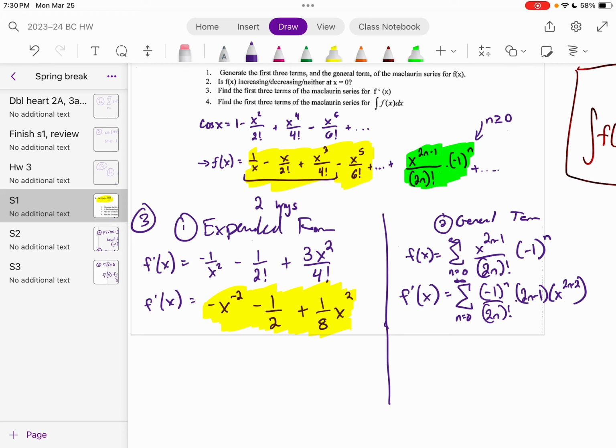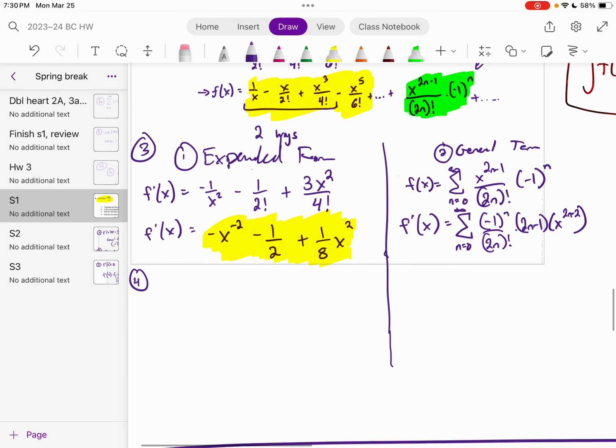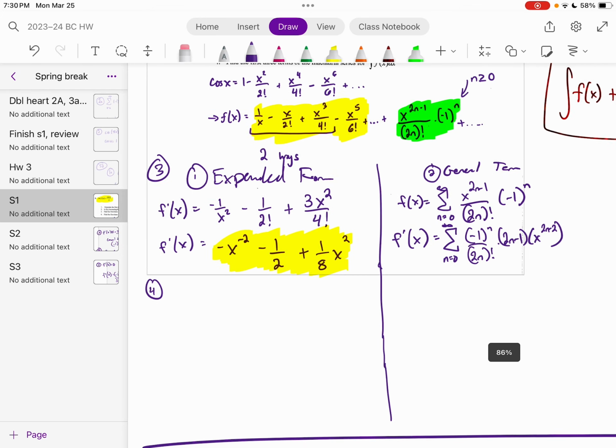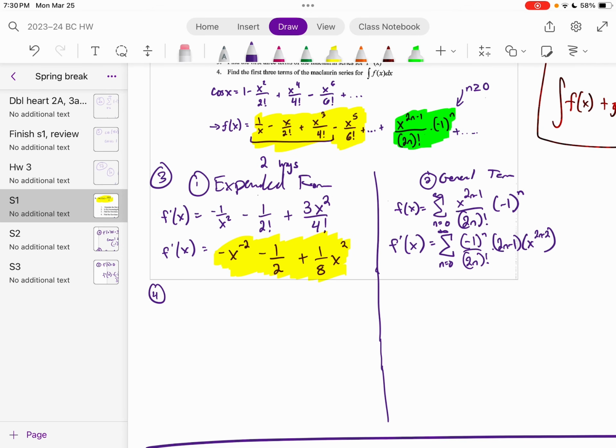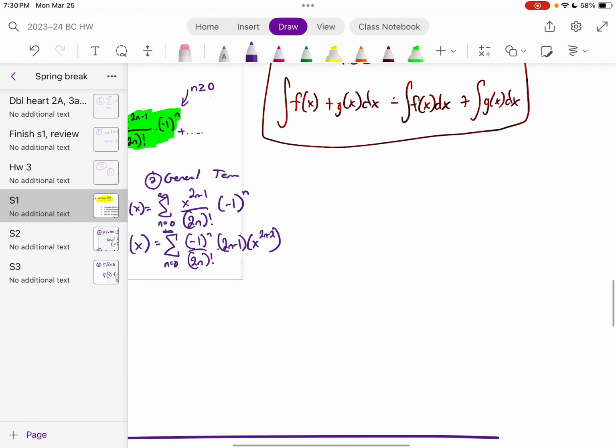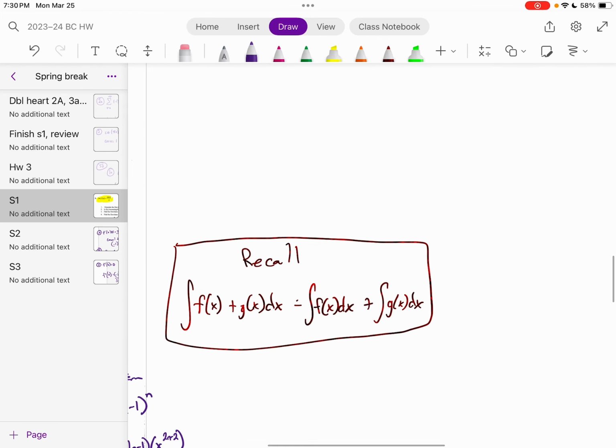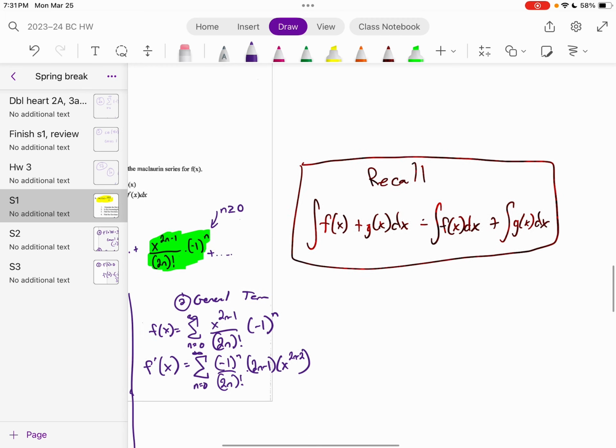Integration of these guys can be very, very similar, and we can actually get some pretty interesting results for certain series when we integrate. Before we do that, I want us to recall this very simple rule here in my weird red and black pen that changes color. This says that the integral of a sum is the same as the sum of the integrals of the subpieces. We're going to use that today.